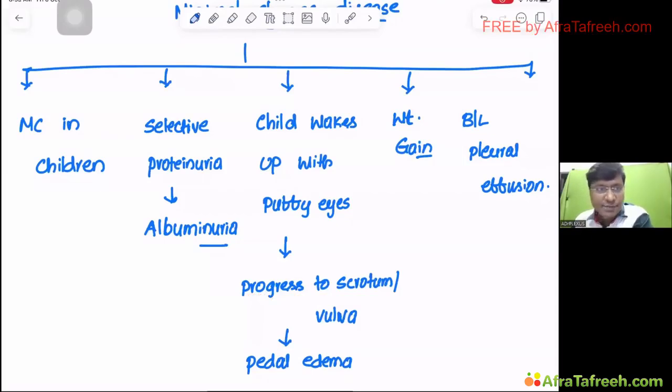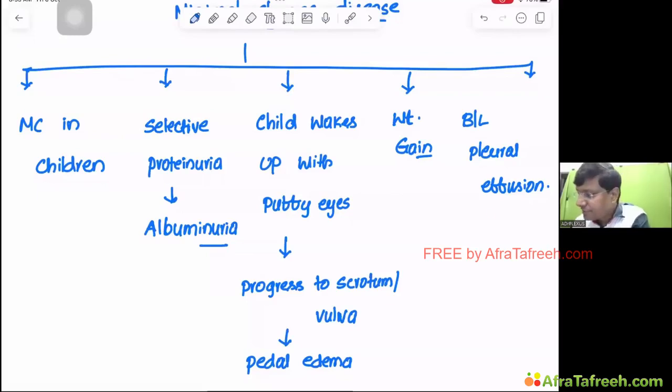And if Light's criteria is positive, it is suggestive of the exudative type of pleural effusion. Now, in these patients with nephrotic syndrome, what type of pleural effusion will the patients have? Very good. So it is the transudative type of pleural effusion.